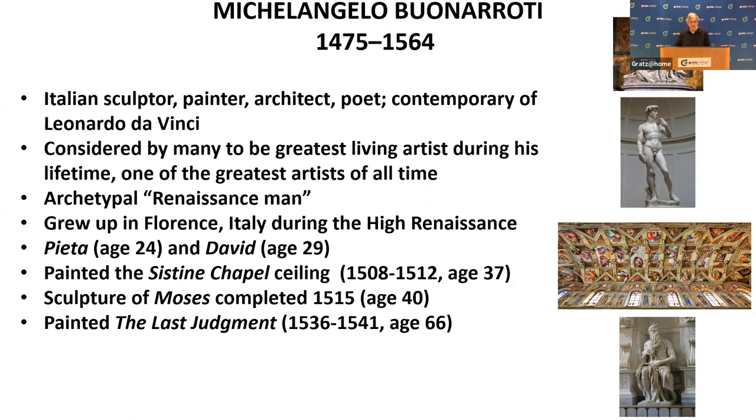He painted the Sistine Chapel ceiling between 1508 and 1512 at the age of 37. So again, at least from my perspective, a very, very young age to create such a great masterpiece. His sculpture of Moses, which is shown at the bottom of the slide, was completed in 1515 at the age of 40. And we'll also, as I said, talk about the Last Judgment. He went back to the Sistine Chapel 30 years later and painted the Last Judgment and completed it at the age of 66. An incredibly prolific and great artist, just from these few facts that I've given you.